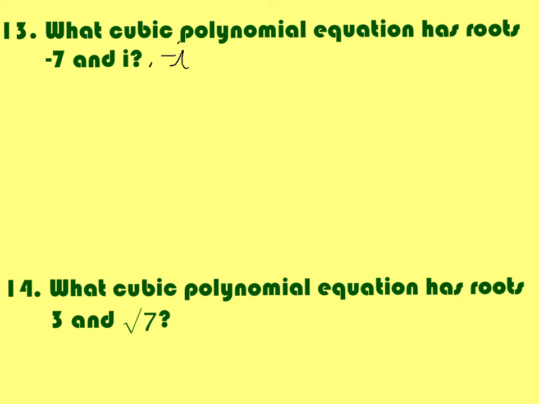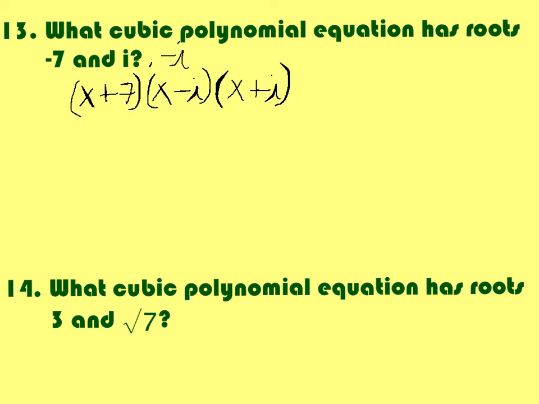So we're going to write our factors. Since it's negative 7, we'll say x plus 7. Since it's positive i, we'll say x minus i. And the last one's negative i, so we'll say x plus i. And now we're just going to multiply.